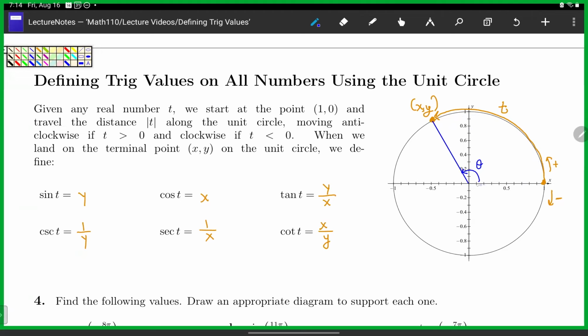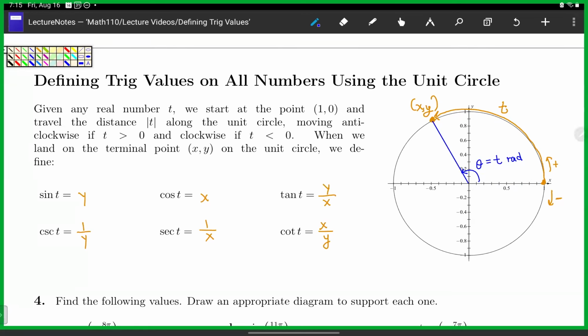So here, if the radius is 1, then t, the number t, which is a distance, is the same as the number of radius lengths. So the angle theta is the same as t radians, because that distance t, since this is a unit circle, since the radius is 1, is the same as the radian measure of the angle. So all of these are the same thing.